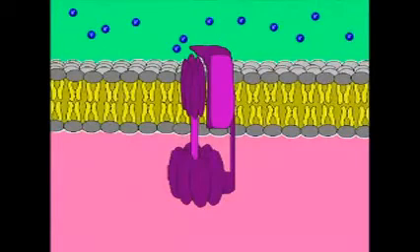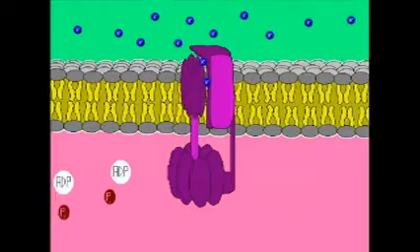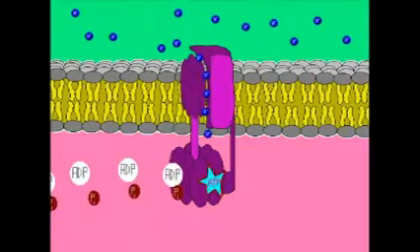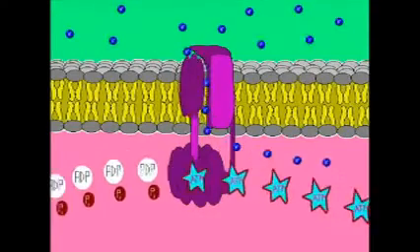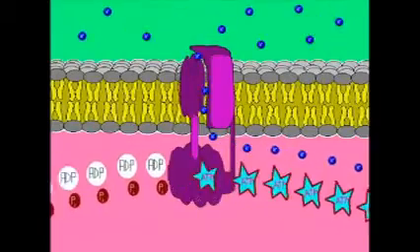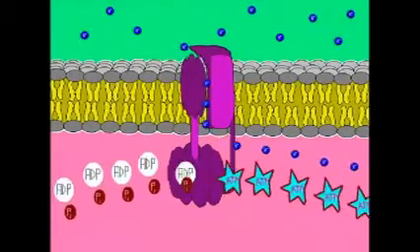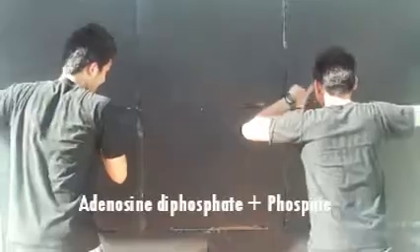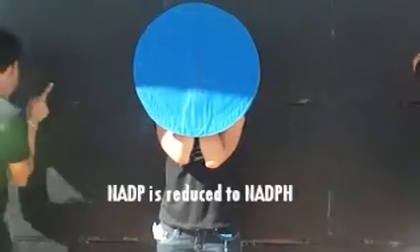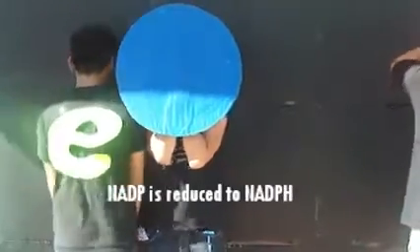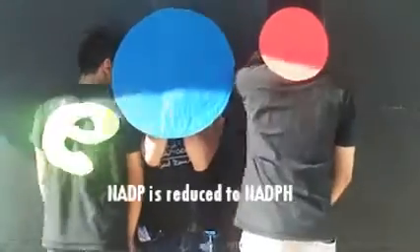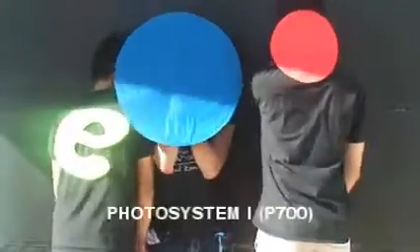These hydrogen atoms pass through the ATP synthase complex, which acts like a generator pump. The hydrogen atoms pass through this complex, causing it to rotate, converting chemical to mechanical energy. This energy causes one phosphate molecule to bind with ADP, producing ATP. After some time, the electrons will end up in NADP, causing it to be reduced to NADPH. This reaction takes place in photosystem 700.